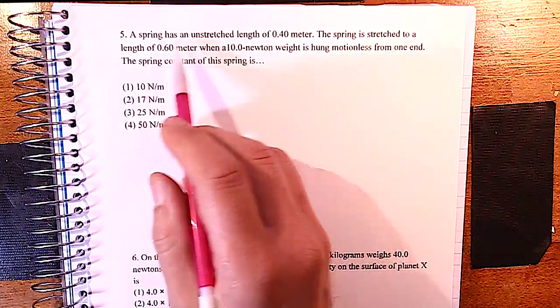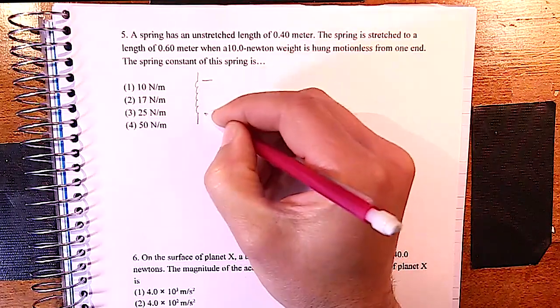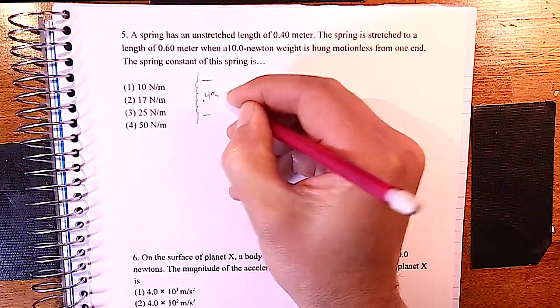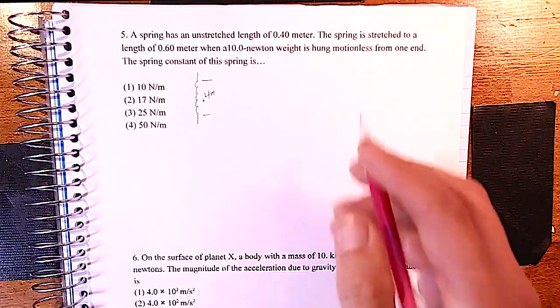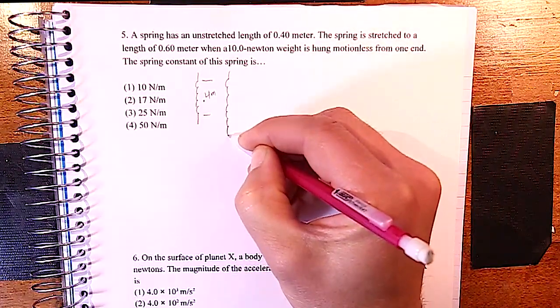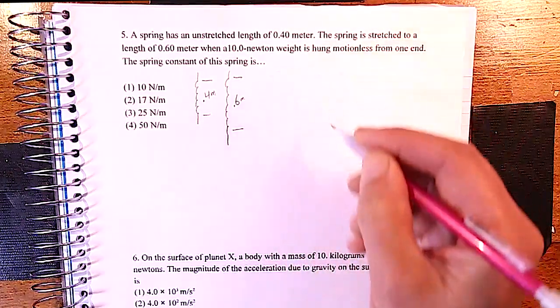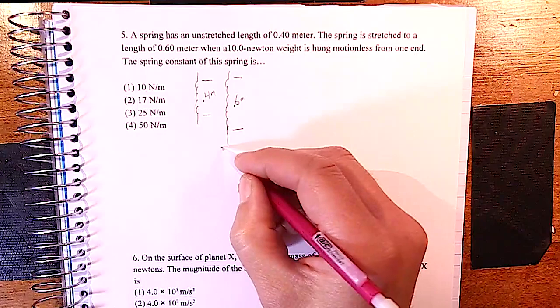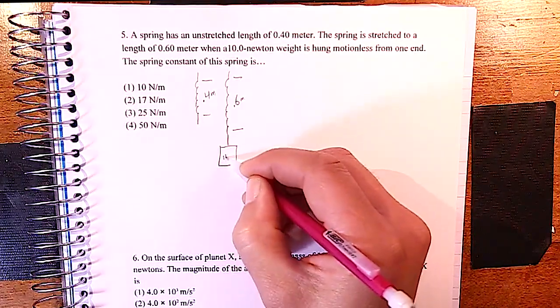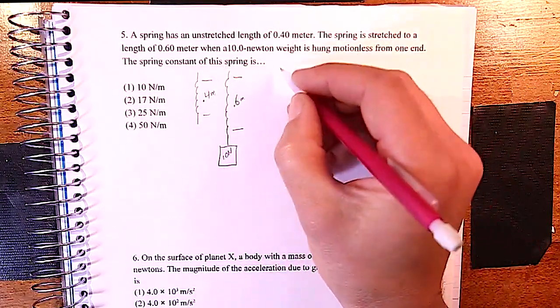All right, we have a spring with an unstretched length of 0.4 meters. So it's 0.4 meters when it's at equilibrium. And then the spring is stretched to 0.6 meters when a 10 Newton weight is hung from it. So they put this 10 Newton weight on there, and the question is, what's the spring constant?